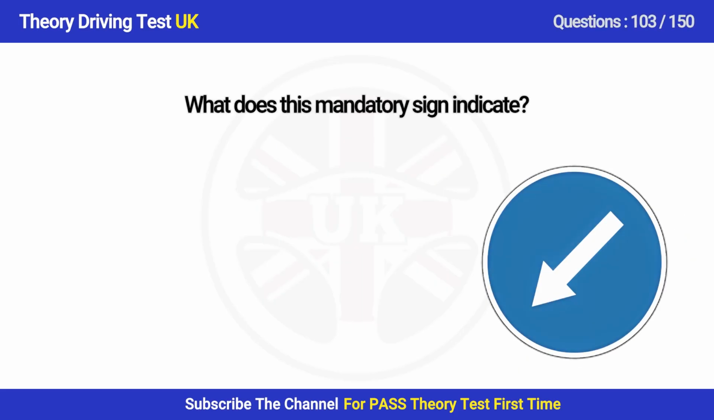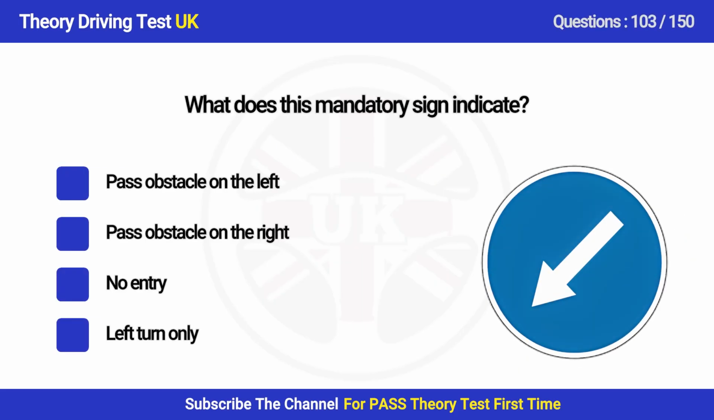Question 103. What does this mandatory sign indicate? A. Pass obstacle on the left. B. Pass obstacle on the right. C. No entry. D. Left turn only.